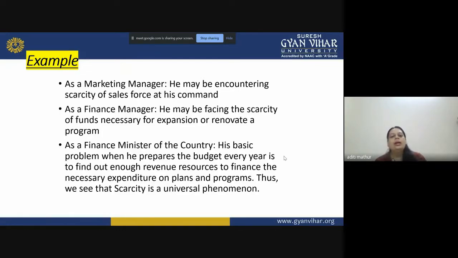Now let's talk about the finance minister, right? At the country level, his basic problem when he is preparing the budget every year is to find enough revenue resources to finance the necessary expenditures on the plans and programs. Thus, we see that scarcity is a universal phenomenon, right? So you can see it is not just you who is facing the problem. It is not just the marketing manager, it is not just the finance manager, it is even the finance minister of our nation who is facing this problem. So this problem is universal. And what is this problem? This problem is scarcity, right? So scarcity is a universal problem at both the micro and the macro level.